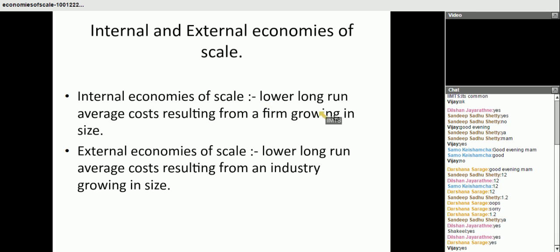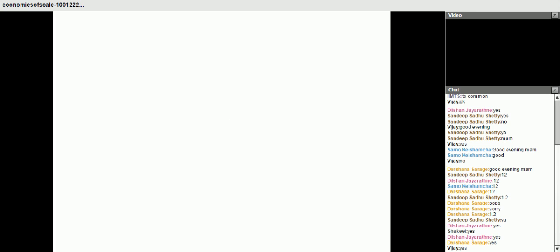So internal economies of scale. Lower long-run average costs result from a firm growing in size. Okay? It means internal because of the internal operations of the firm. Because on its own the firm is able to curb its cost of production or per unit cost of production. That is internal economy. Now external economy is when there is a reduction in the average cost because of the industry, because of certain industrial advantages and benefits, the firm is able to lower its cost of production. That is external economy, due to outside factors, the factors beyond the firm.